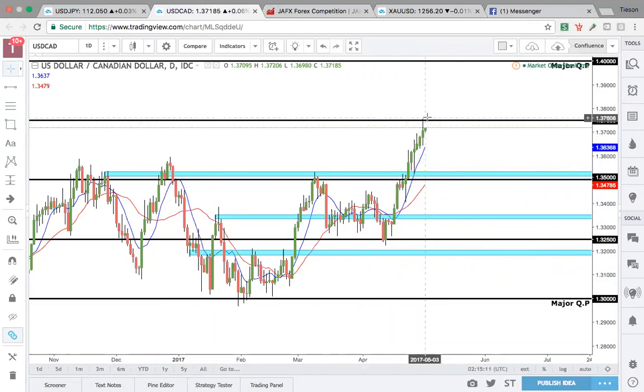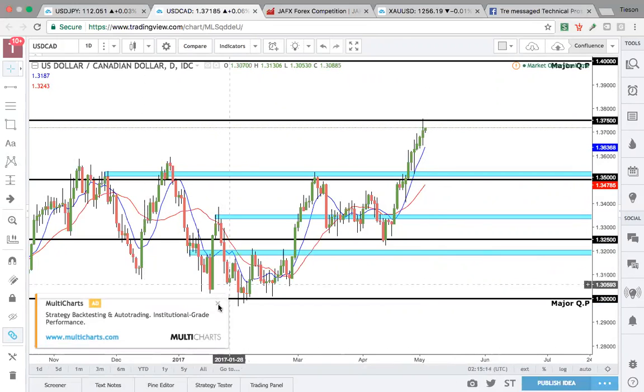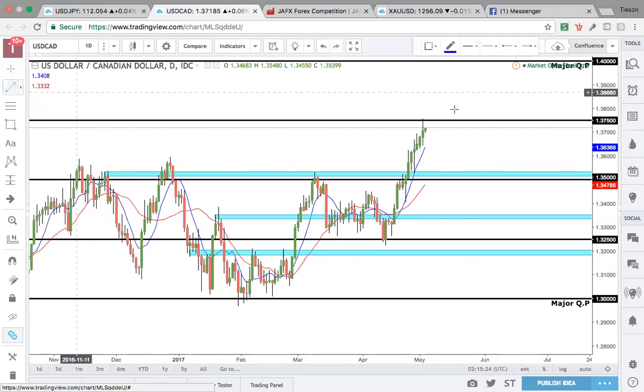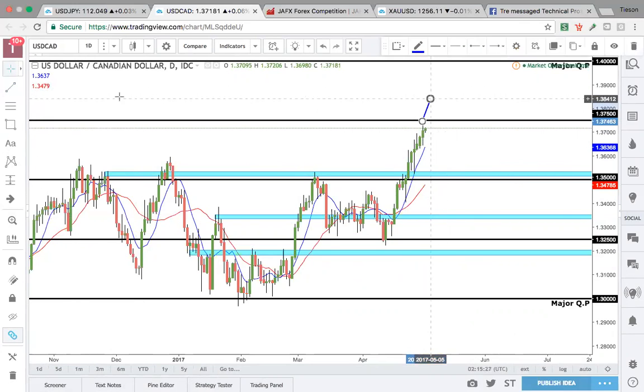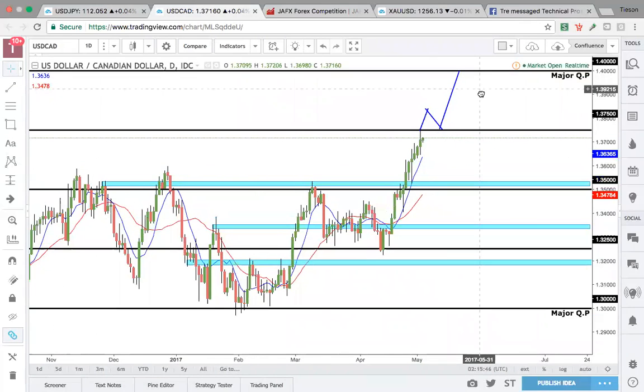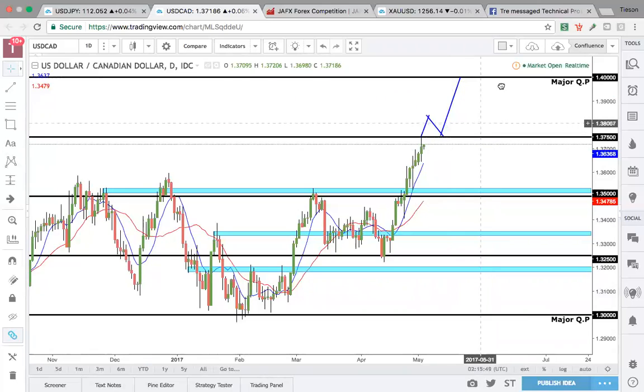So what I'm looking for next to happen with USD CAD is I am looking for it to either show me a bearish confirmation right here for a sell to go back down, or I'm looking for it to break above, and test, break above, and then retest the quarter point. And I'm looking for it to continue up to the major quarter point, which is 1.4000. And then ideally, I would like to see some type of reversal up here and then see it come down.